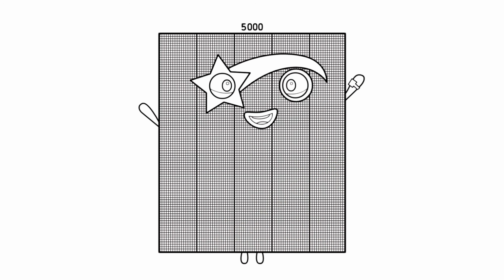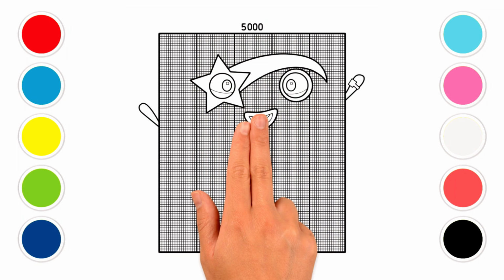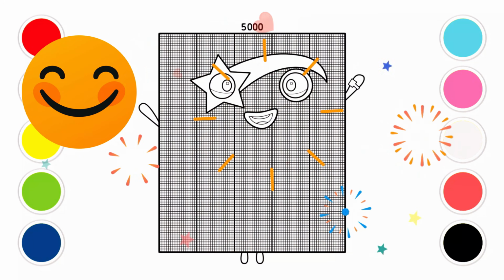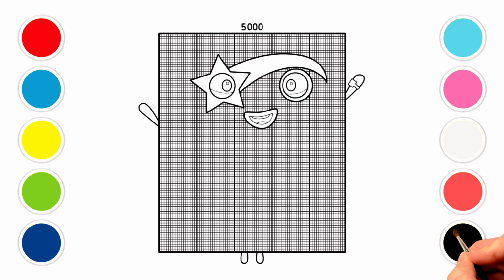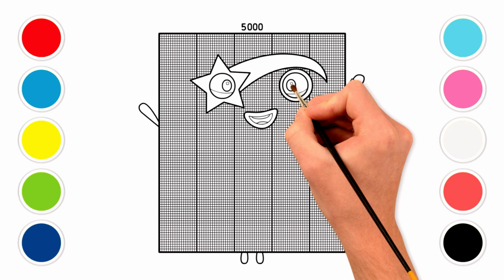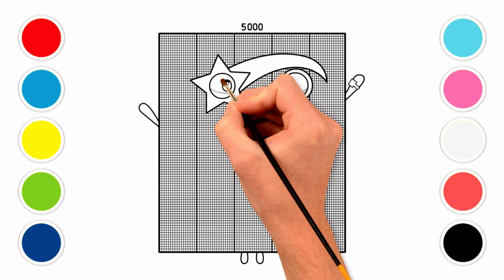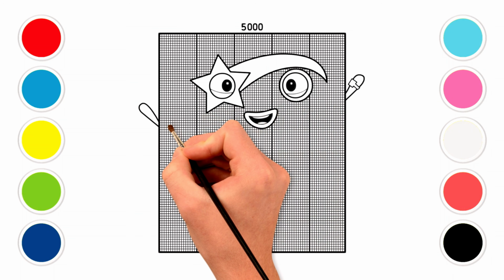Hello everyone. I am Numberblock 5,000. I have 1 star eye and 1 round eye. Totally unique. Coloring time. First, pick up the black color. Spell black. B-L-A-C-K. Black. Color the eye pupils black. And inside the mouth area, black too.